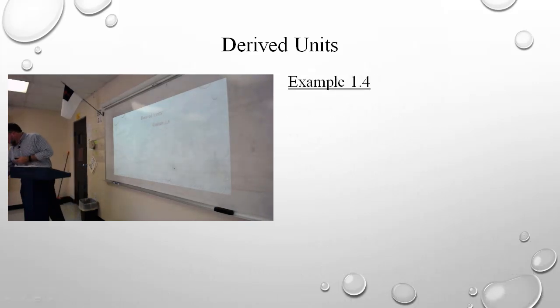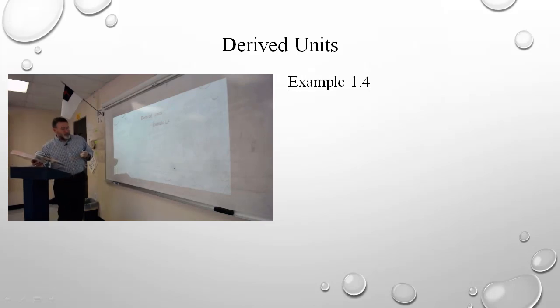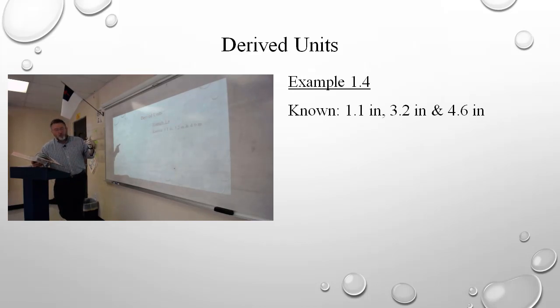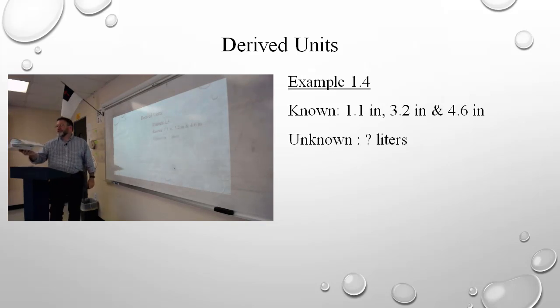In your book, example 1.4, we're going to walk through that one as well. It's on page 17. The problem states that the length, width, and height of a small box are measured to be 1.1, 3.2, and 4.6 inches respectively. What is the box's volume in liters?